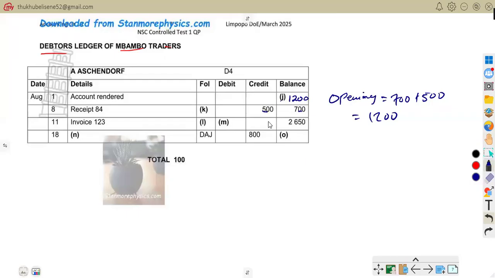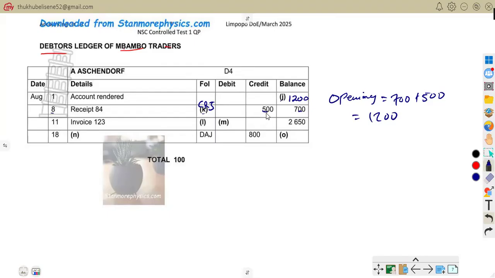Now coming to another missing item, which is now on the eighth, receipt. That is we are to now tell what is this K. What is this K? As we are told that we received it here, it is on the credit side. So this is a cash receipt journal. That is what we are to write here. CRJ, cash receipt journal, as our folio. Why? A cash receipt journal is used when a debtor makes payment. This is what we received.